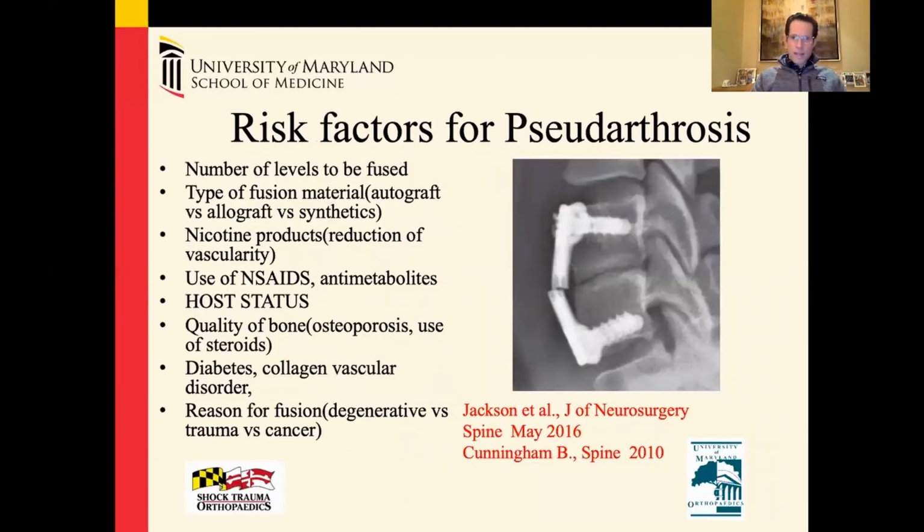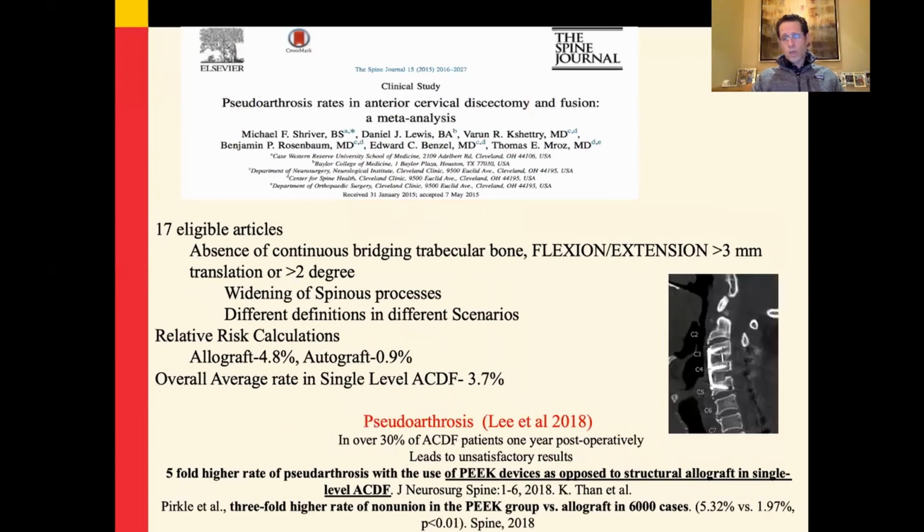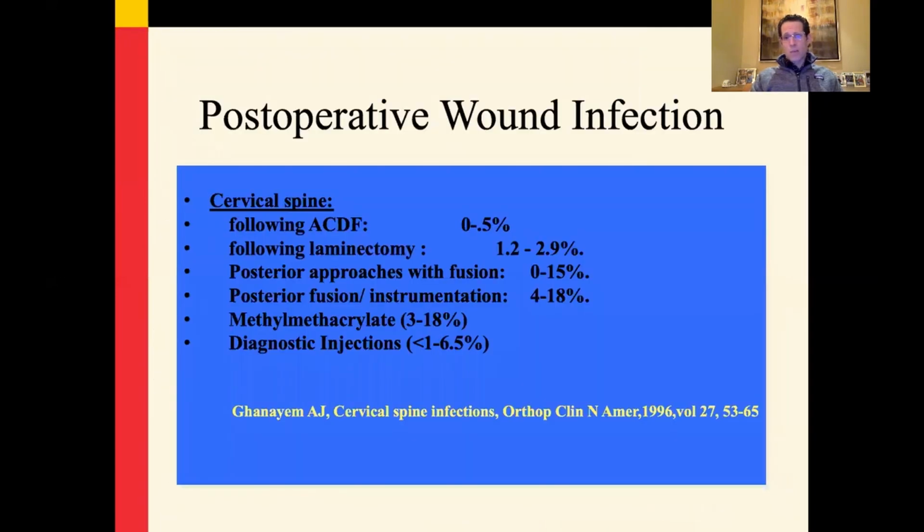We all do multi-level ACDFs and know that as the number of levels that need to be fused rises, the incidence of pseudoarthrosis rises. We also should understand that nicotine, nonsteroidals, and host status can play a role in the risk of pseudoarthrosis. I usually quote patients, when I use allograft bone, which is my personal choice, about a 4% risk per level. We do know that not all pseudoarthrosis patients do well. About 30% of them may have unsatisfactory results.